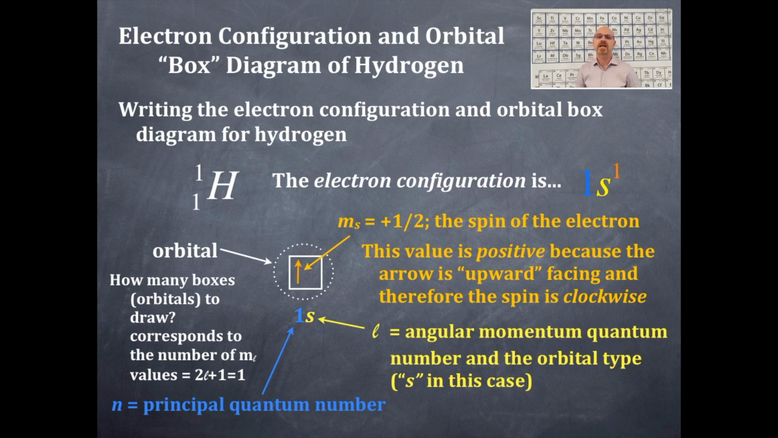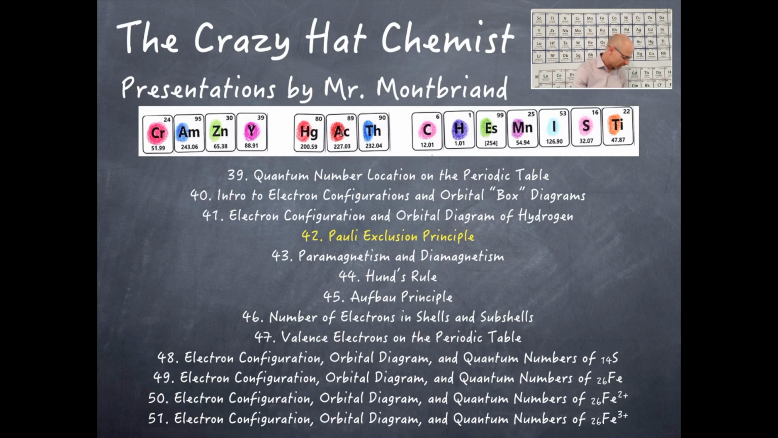So here's a really easy way to remember it. Okay, it's a positive 1/2 because if the arrow is up, it's facing towards what? Heaven, and that is positive. If the arrow is facing down, that would be facing towards hell, and that would be negative, and that's why it would be a negative 1/2 for m sub s value if the arrow were down. However, in this case, the arrow is facing up, and therefore it's a positive 1/2 spin. Okay, that is the electron configuration, 1s1, and the orbital box diagram for hydrogen. That is the 1s underneath that single box, not with the dotted circle around it, and then the single arrow that's facing upwards, because there's only 1 electron in hydrogen. Okay, hopefully that made sense for you.